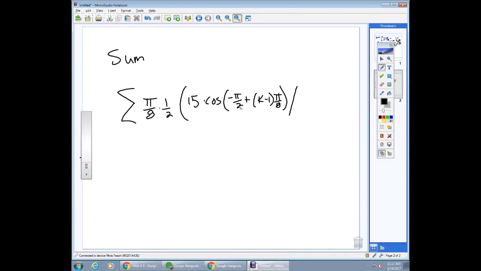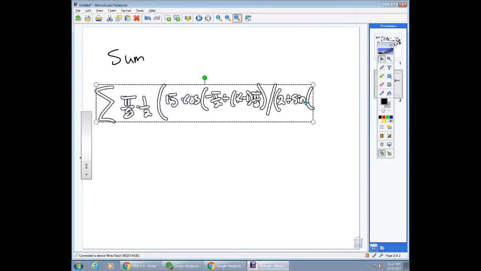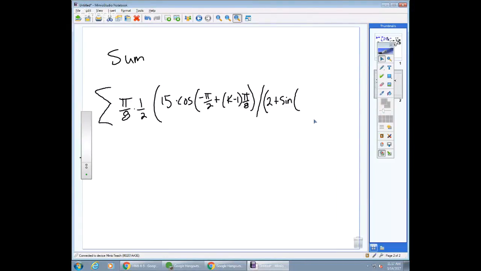And that's divided by, did I close my parentheses? Yep. Parentheses 2 plus the sine, and I didn't leave myself enough room here. Let's move it and condense it a little, times the sine of the same set of x values, negative pi over 2 plus k times pi over 8. And let's see, close the sine, close the denominator, and square it.